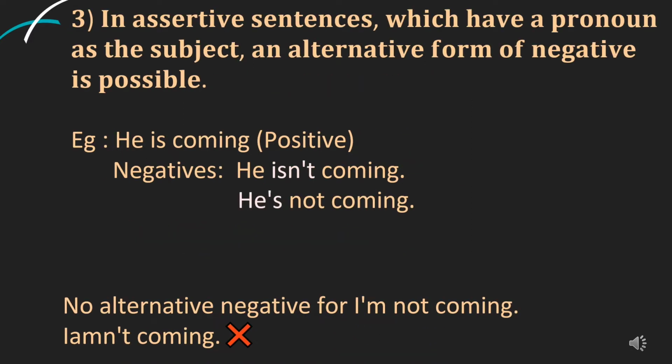The third rule is that the abbreviated negatives can be formed by contracting the auxiliary or not. That is, in assertive sentences which have a pronoun as the subject, an alternative form of negative is also possible. For example, the negative he isn't coming can be written also as he's not coming. One point to note is that there is no alternative negative form for I am not coming. That is, we cannot write it as amn't coming.